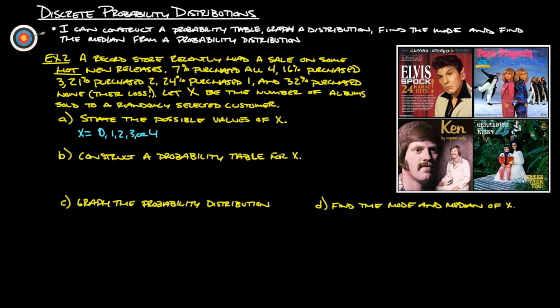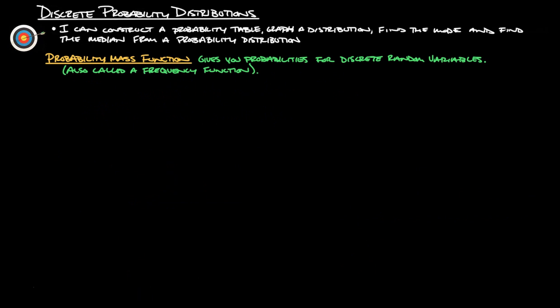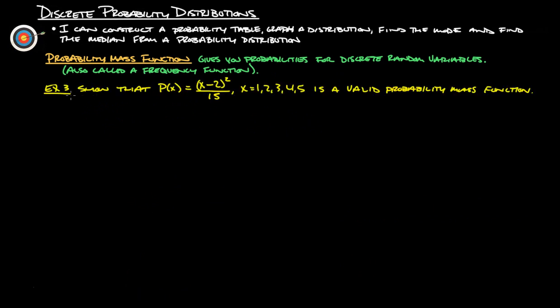One last thing to take a look at here is the probability mass function. It gives you probabilities for discrete random variables, also called a frequency function. And what we mean by that is this. Example 3, show that p of x equals (x minus 2) squared over 15, for x equals 1, 2, 3, 4, and 5. Show that that's a valid probability mass function. Basically, in order for it to be a valid probability mass function, all probabilities have to add up to 1.